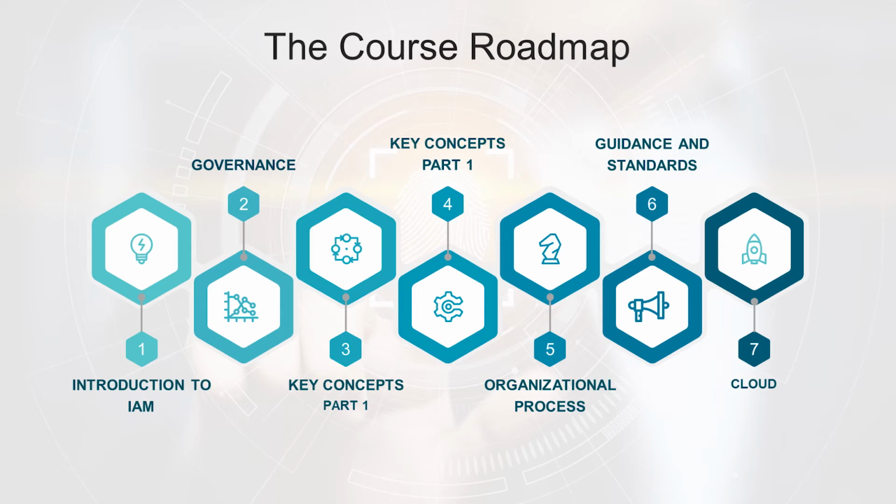In section 3, we move forward to look at some of the key identity access and management concepts. These include identification, authentication, and authorization. Section 4 will look at the processes involved in identity and access management. These are the typical processes that an organisation would require. We then look at standards and guidance.